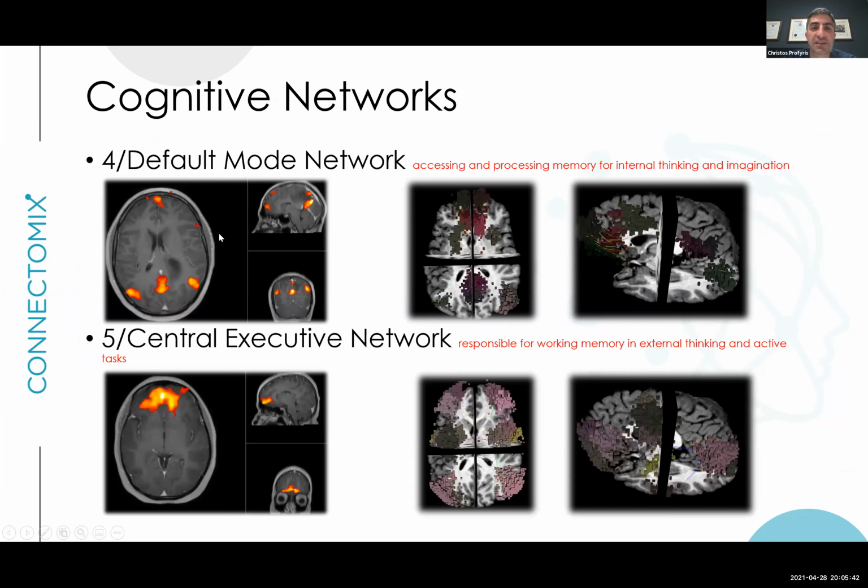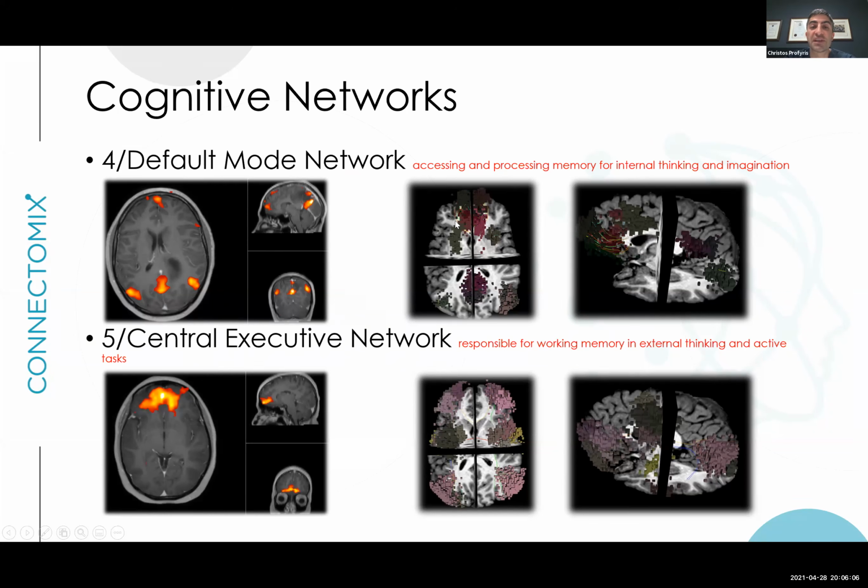So some of the networks that we probably haven't heard of unless we've dealt with resting state functional MRI literature. And we talked about two competing networks: the default mode network, which is responsible for internal thinking and imagination, and the central executive network, which is responsible for external thinking. And what we said is these networks are in different areas.